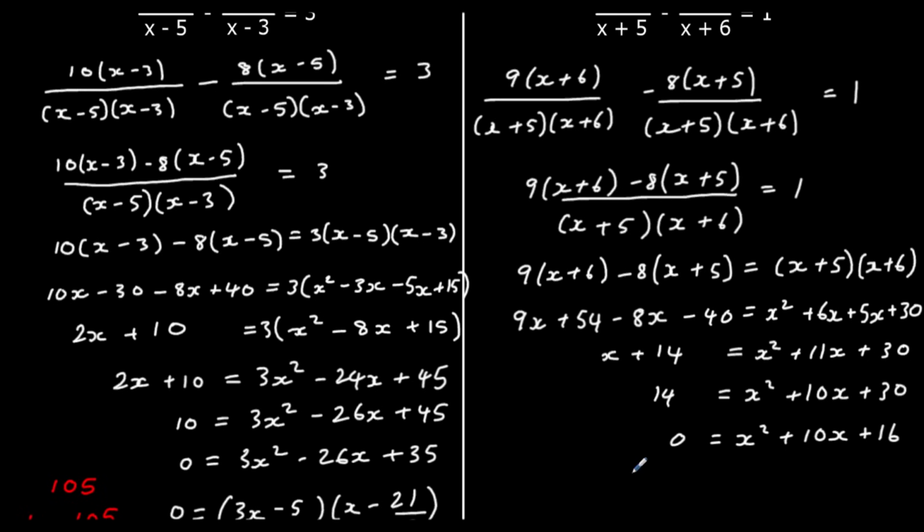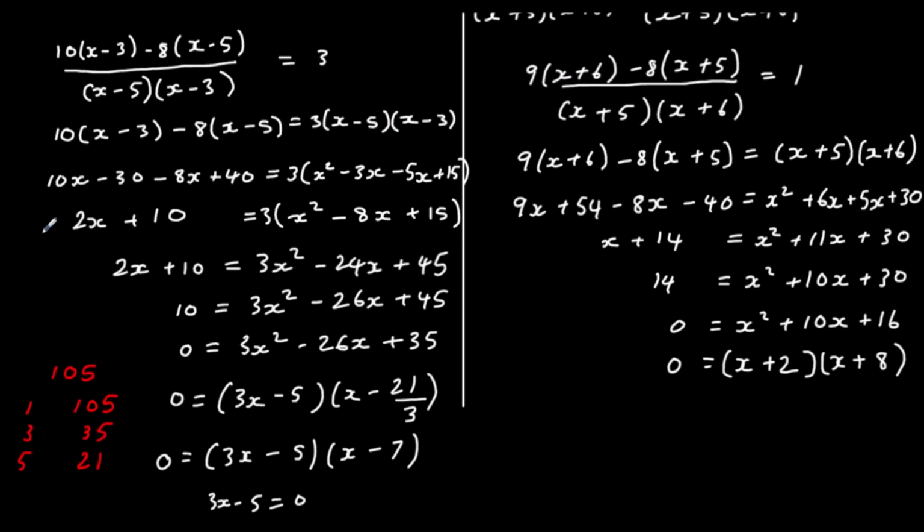I can factorize this. So x in both brackets. What multiplies to make 16 and adds to make 10? It's 8 and 2. So I've got x plus 2 and x plus 8. So what makes the first bracket 0? x is negative 2. And what makes the second bracket 0? Negative 8.